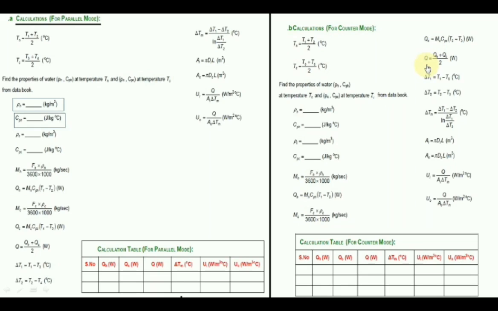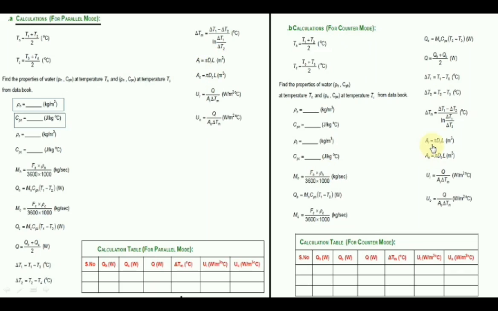Then we need to find the value of delta T1 and delta T2. So here we can see that delta T1 means what? It is T1 minus T5, while the delta T2 is T2 minus T3. Then we need to find the value of this log mean temperature difference, which depends on the delta T1 and delta T2. Then we can find the value of this UI, that is the inside area and the outside area. This value we have actually already calculated over here, but we are doing these calculations for the counter current mode, so we have shown it in it as well.